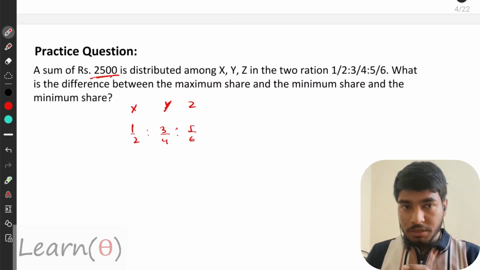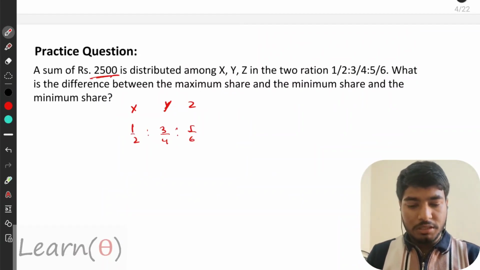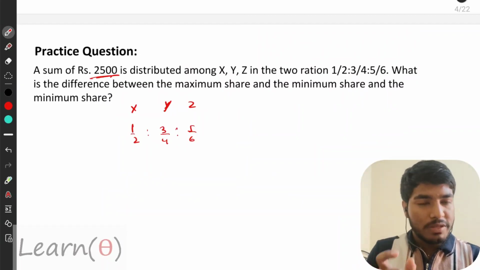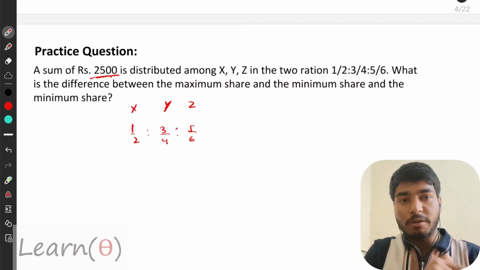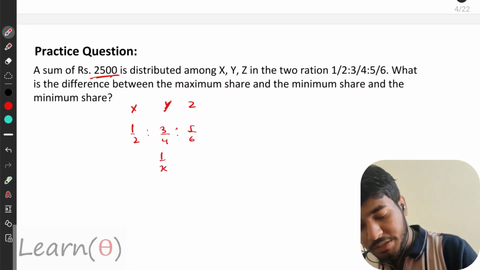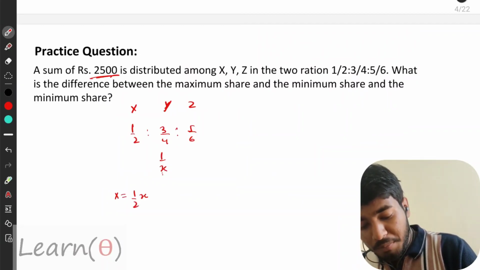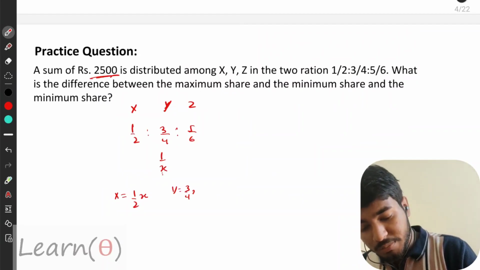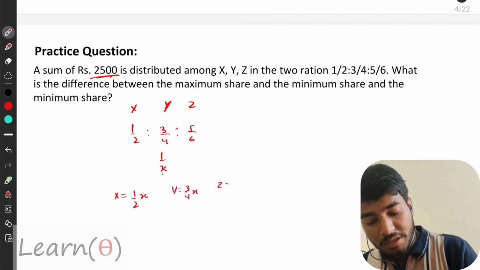Basically, this is the ratio number, not the exact number. How do we convert this ratio into fractions of the money? Because once I get the fractions, I will be able to distribute the money, right? So let us take the common factor x. Therefore, the money got by X is 1/2x, the money got by Y is 3/4x, and the money got by Z is 5/6x.